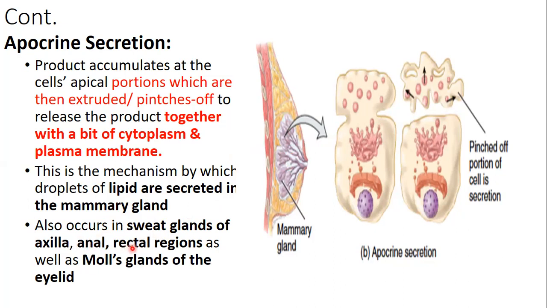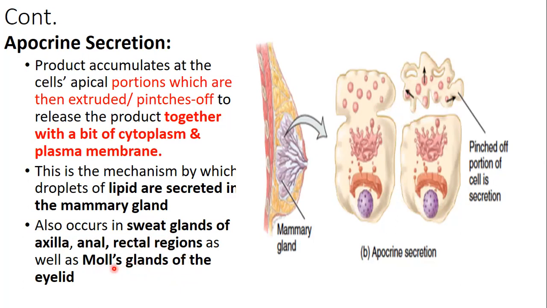So those are special types of sweat glands, and their secretion is in this manner. And that's why these regions I've mentioned, axilla, anus, rectum, usually have a foul smell because of the presence of this part of the cell membrane. And when bacteria act on it or feed on those proteins and carbohydrates, they give off that foul smell.